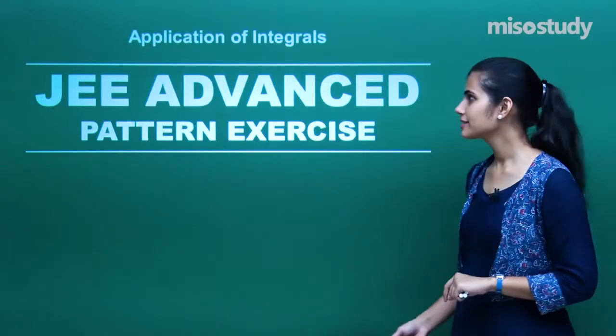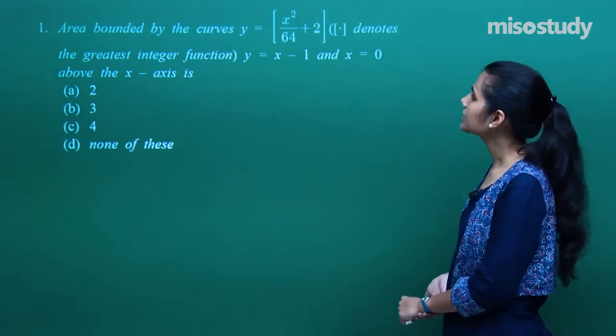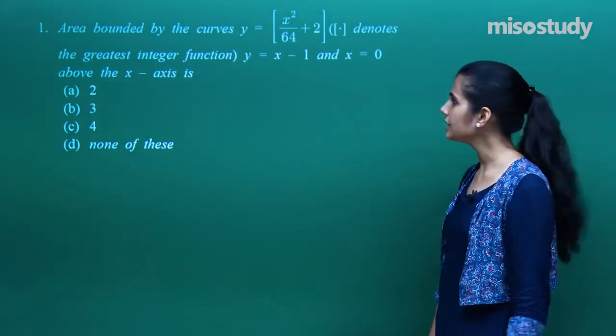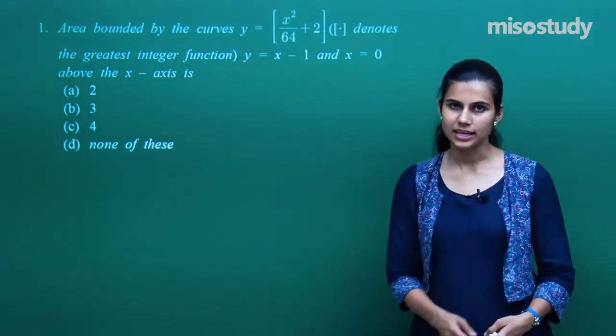Okay guys, let's begin the discussion over the questions. The first one is talking about the area bounded by this curve, where this symbol is denoting the greatest integer function. You know what it means, and y equals x minus 1 and x equals 0 and above the x-axis.